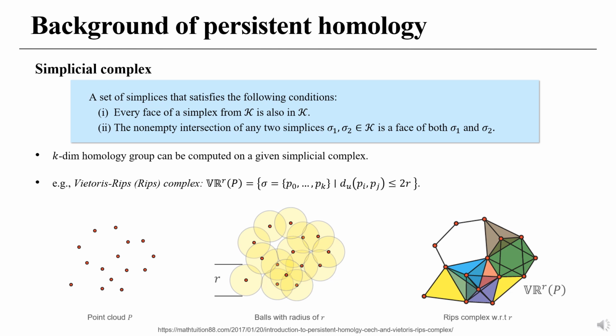For higher dimensional simplices, we form a k-simplex if every pair of vertices in the set of k plus 1 vertices is connected by an edge. This means that the distance between any two points in the set is less than or equal to 2r. By varying the radius r, we can construct a filtration of Rips complexes, allowing us to capture topological features that persist across these scales. Persistent homology then helps us analyze these features by tracking their creation and destruction as r changes.